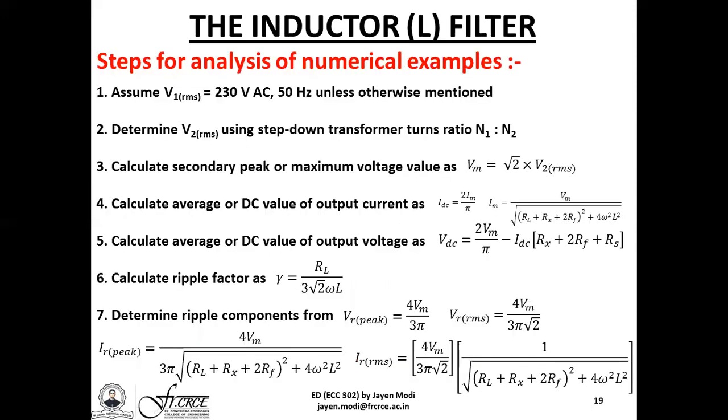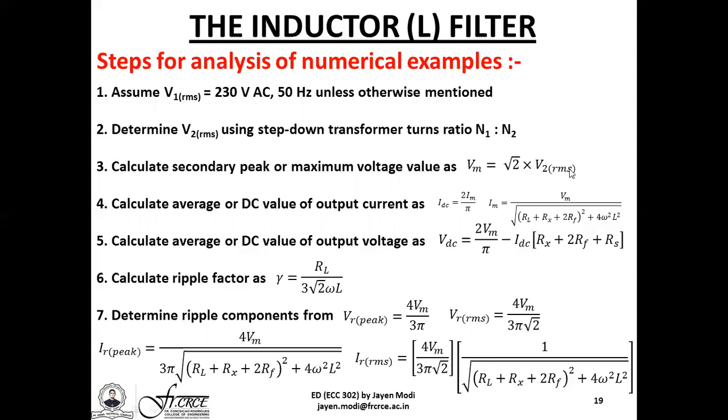To analyze a typical inductor filter, we always follow the steps as given. You assume that the primary voltage available is by default 230 volts AC 50 Hertz unless it is otherwise mentioned. The secondary voltage V2 RMS can be obtained from the step down transformer ratio N1 is to N2, because we have the standard transformer equation V1 by V2 is equal to N1 by N2.